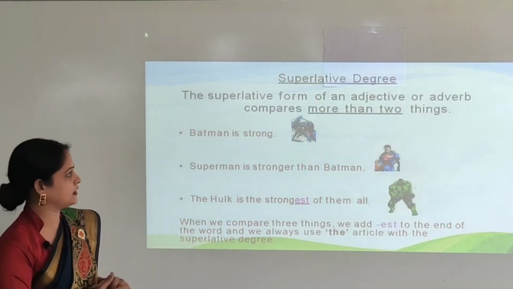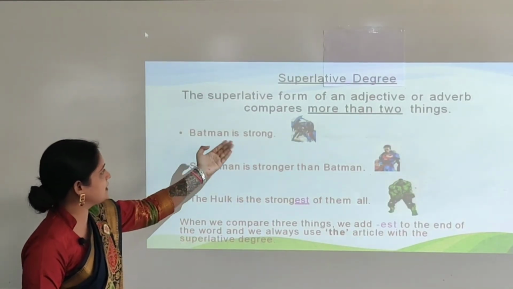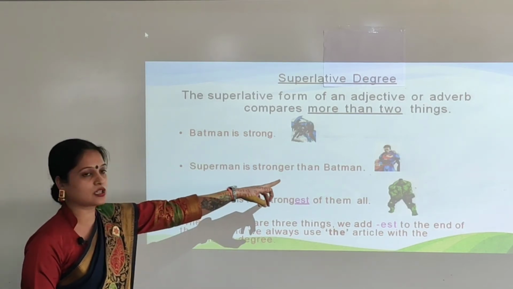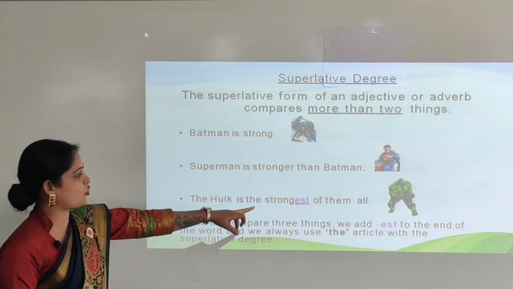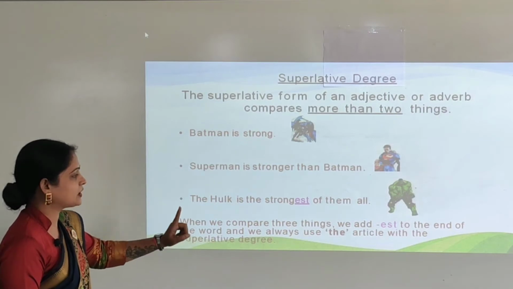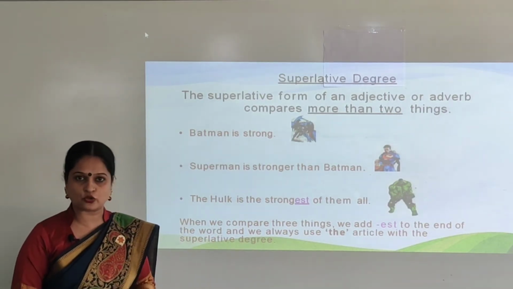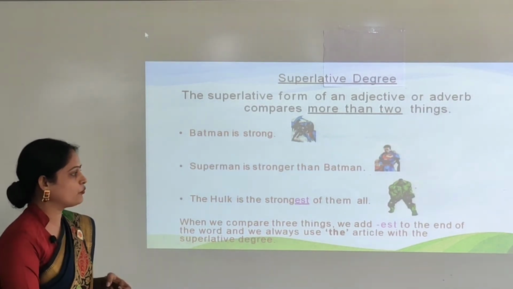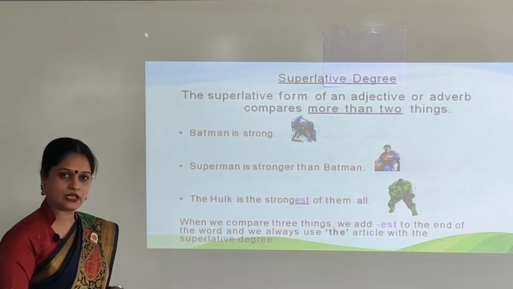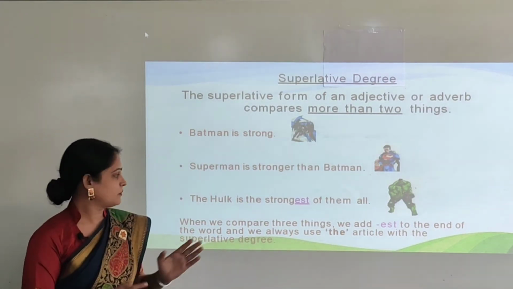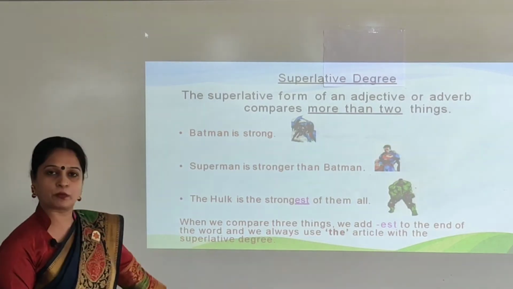Superlative degree compares more than 3 things. So Batman is strong. Superman is stronger than Batman. The Hulk is the strongest of all of them. When we compare more than 2 things, we add est at the end of the word and we use the article the with the superlative degree.